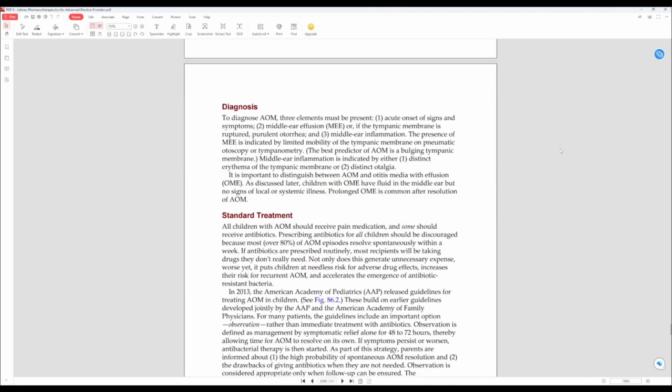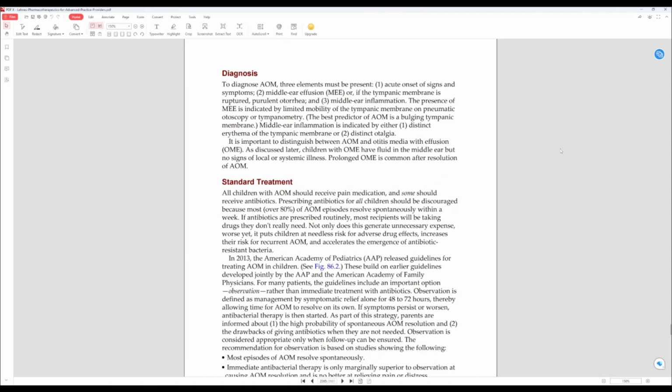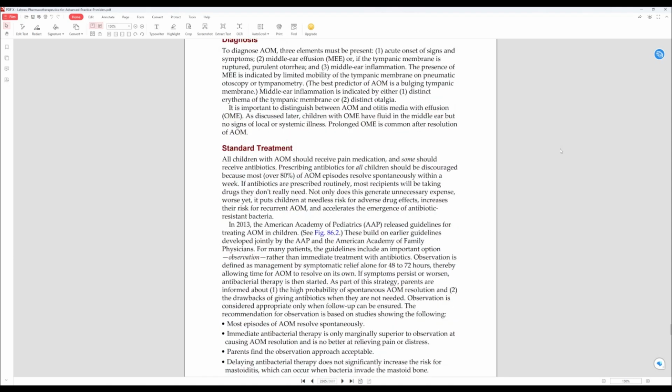So, how is it diagnosed? To diagnose AOM, three elements must be present: an acute onset of signs and symptoms, middle ear effusion, or if the tympanic membrane is ruptured, purulent otorrhea, and middle ear inflammation. The presence of MEE, or middle ear effusion, is indicated by the limited mobility of the tympanic membrane on pneumatic otoscopy or tympanometry. Middle ear inflammation is indicated by either distinct erythema of the tympanic membrane or distinct otalgia.